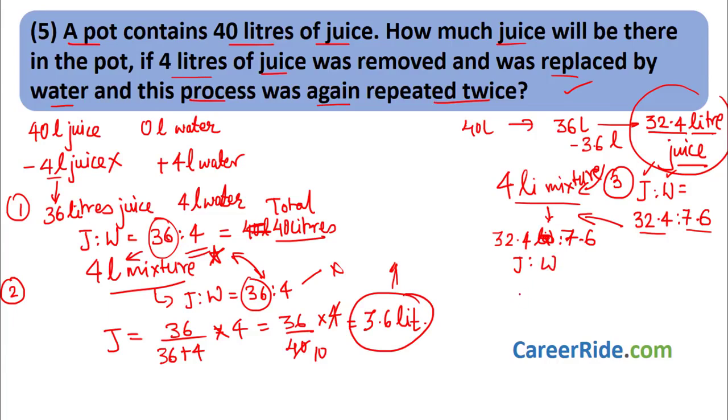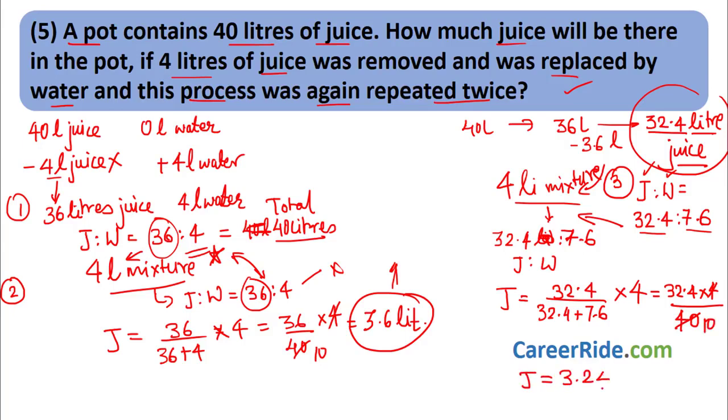Then what will be the amount of juice removed? Easily, what is the ratio for juice? 32.4 divided by 32.4 plus 7.6, multiplied by how much mixture was removed? 4 liters. We have to find out how much juice was removed from 4 liters, so we take 4 over here. What you will get is 32.4 multiplied by 4 divided by 40. That would be 3.24 liters of juice removed.